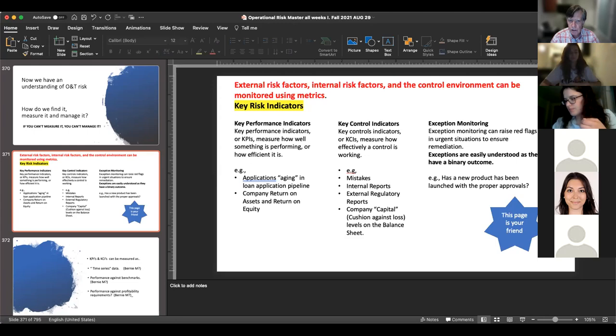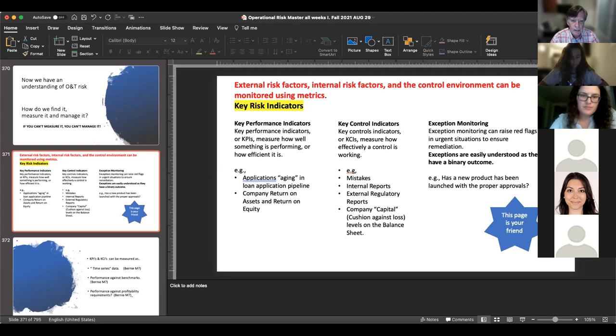So risk indicators, you have 3. The performance indicators: is your product or your business going up or down on the returns on assets or equity? It could be anything. It could be total profitability. It could be your amount of revenue.